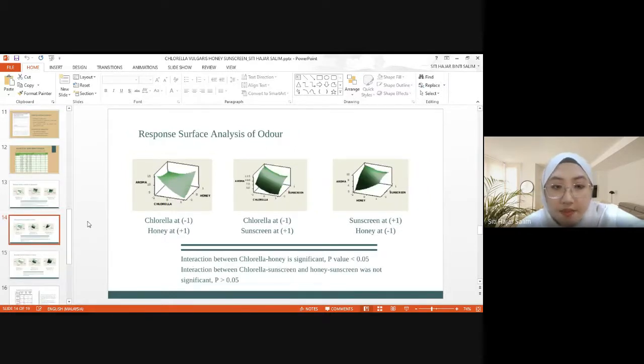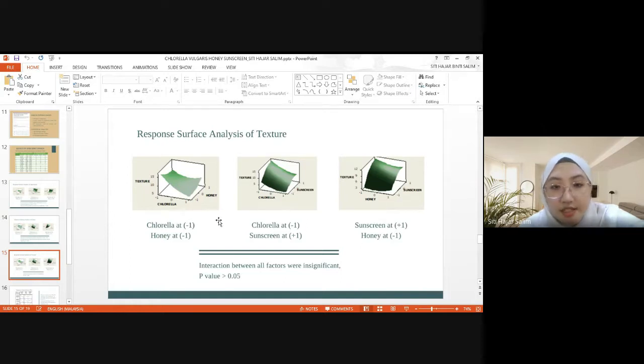As for odor, the first interaction, Chlorella at -1, honey at +1. Meanwhile, for the second one, Chlorella again at the lowest value, and sunscreen were preferred at the highest value. As for the third interaction, sunscreen was preferred at +1 and honey at -1, the lowest value.